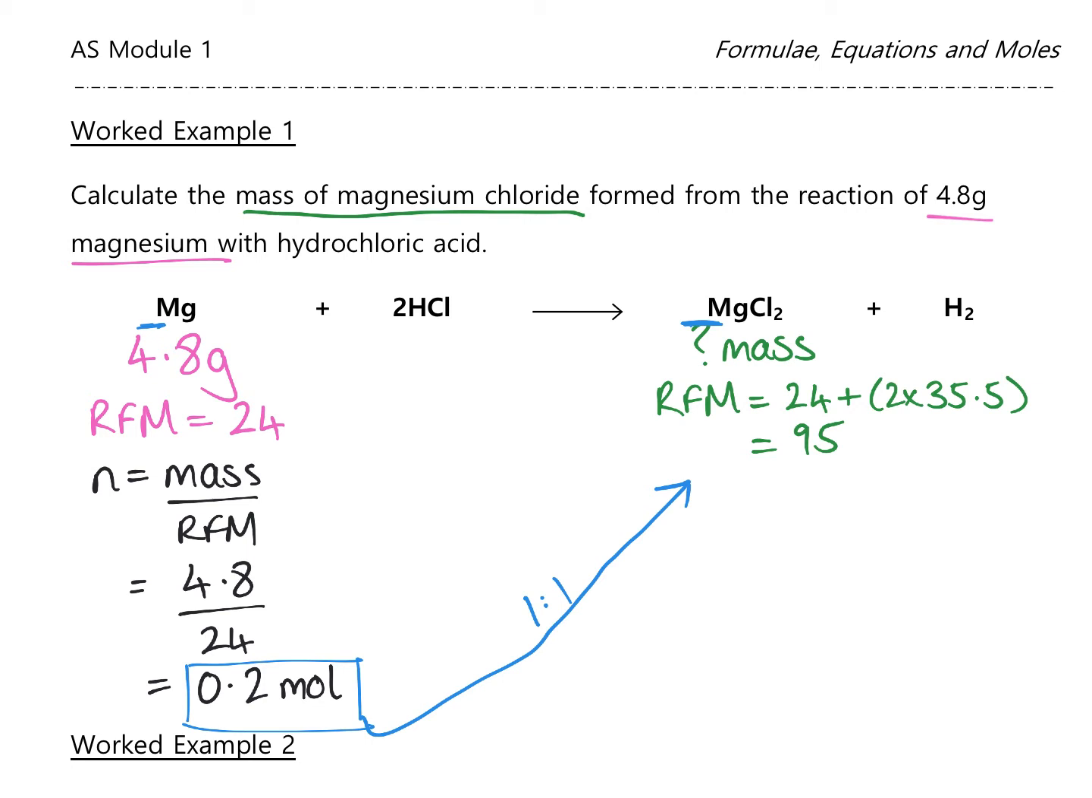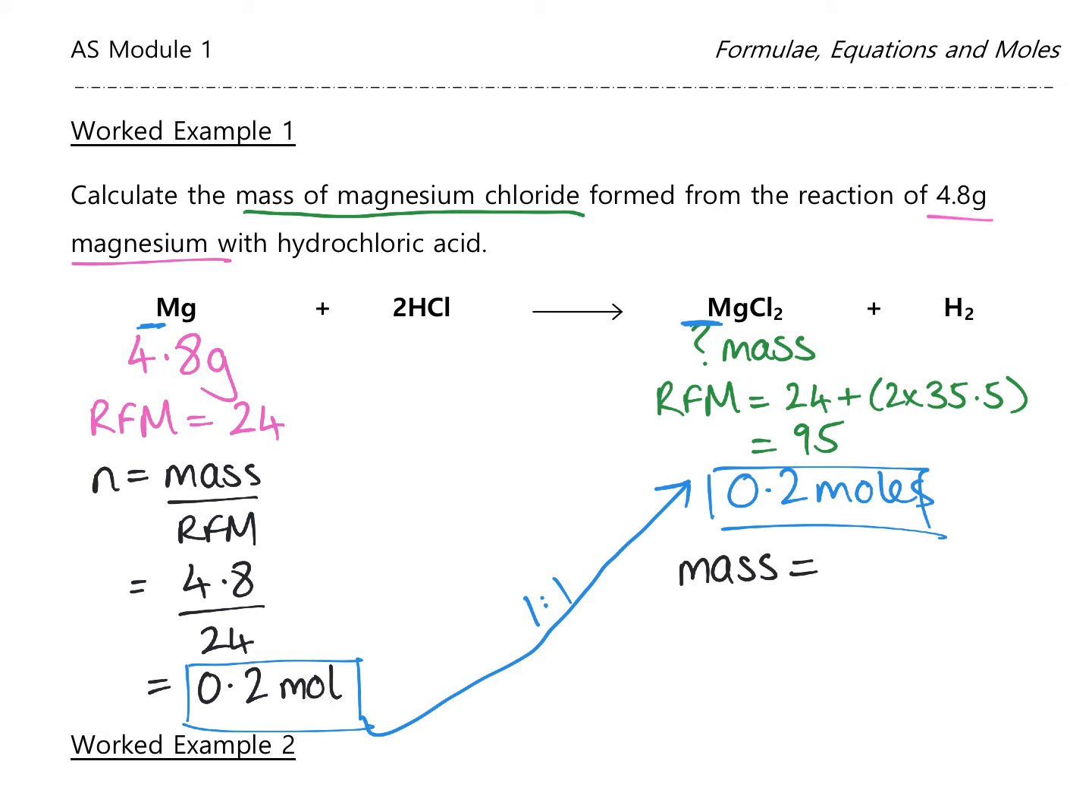That's in an ideal world. These calculations assume that our reactants are completely 100% efficiently changed to products, and that's not always the case, but these calculations assume that. So that means I'm going to produce 0.2 moles of magnesium chloride. But I haven't been asked to work out the number of moles, I've been asked to work out the mass.